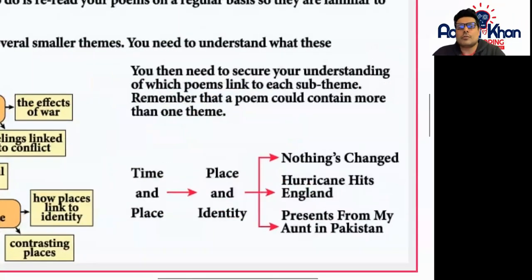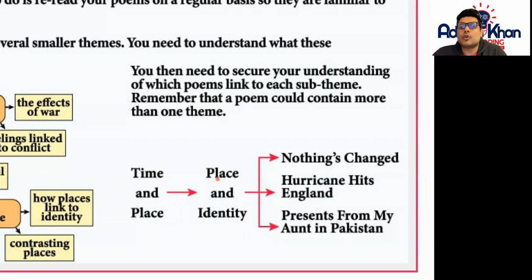So you need to secure your understanding of which poems link to each sub-theme. Remember that a poem could contain more than one particular theme, and we've seen 4 examples of themes just now. So for example, time and place could be related to place and identity, and that could in turn be related to Nothing's Changed, Hurricane Hits England, for example, or it could even be an example from Presents from My Aunt in Pakistan.